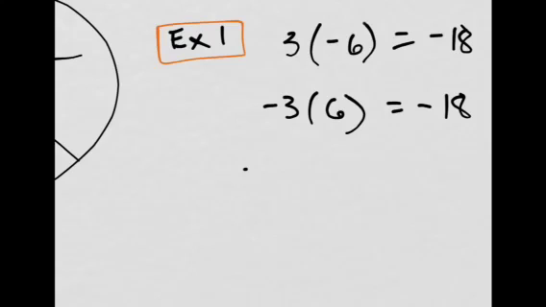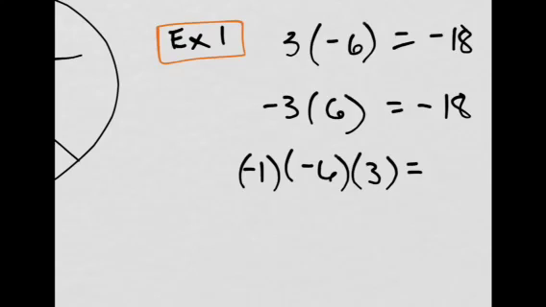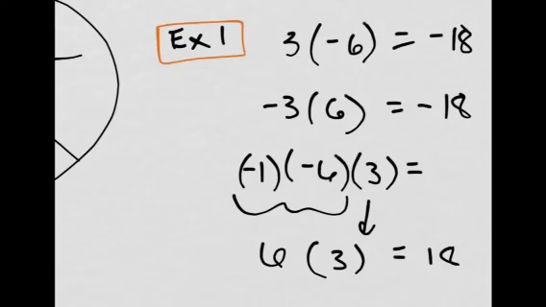What if I had negative 1 times negative 6 times 3? What would that be? Anyone? 18. Positive 18, right? Because the 2 negatives in front make a positive 6. And then you didn't do anything with this 3, so it's 6 times 3. That would be positive 18. You guys understand how that works?